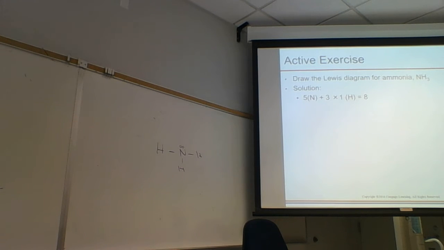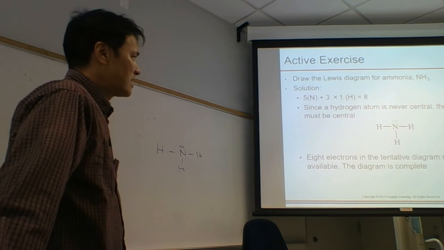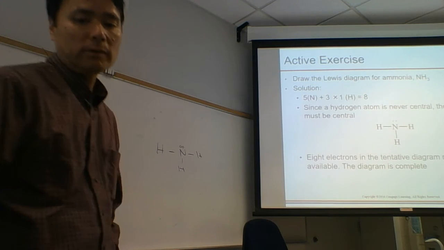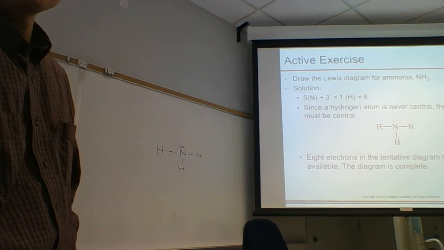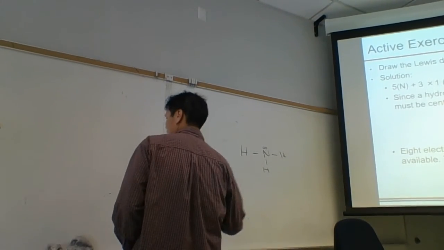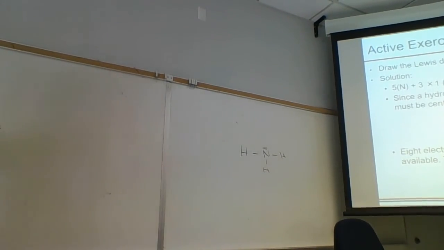Okay, this would be following the rules here. What they say is since a hydrogen atom is never central, the nitrogen atom must be central. And that's the structure they got. 8 electrons in the tentative diagram match the number available. The diagram is complete. Well, not exactly completely. We do some extra steps here because some molecules are a bit more complicated than this. So for simple molecules, we're done.